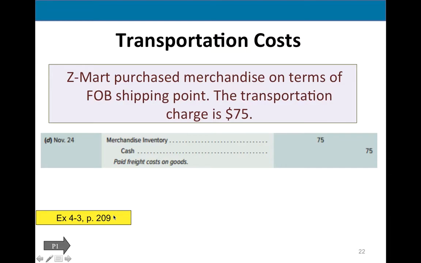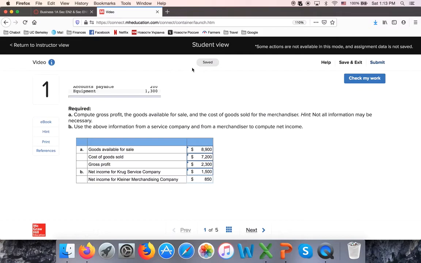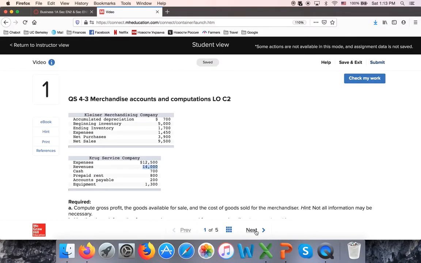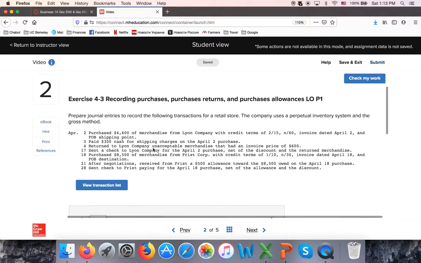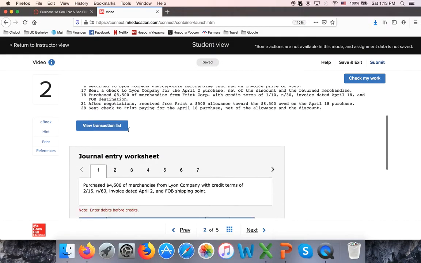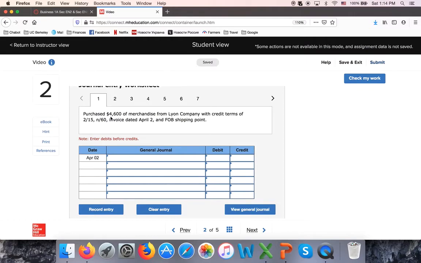Okay, this is the last thing I want to do. This is part 1 of the video, and then I will do the rest of the chapter in part 2. So let's take a look at page 209, exercise 4-3. And this exercise gives me various transactions that I just described. Transactions that deal with purchases, right? Recording purchases, purchase returns, purchase allowances. So first transaction, I will go right here. I purchased $4,600 of merchandise from Lion Company with credit terms 2/15 and net 60.